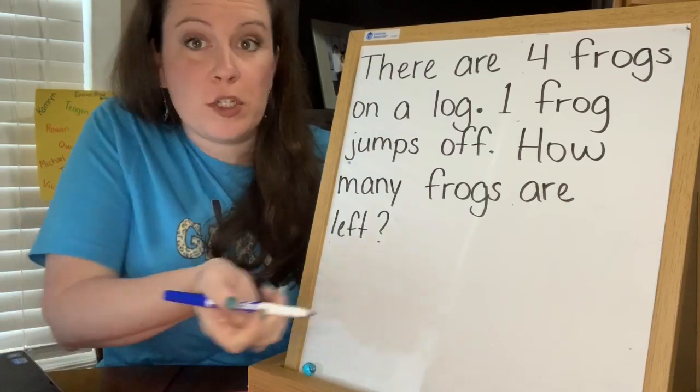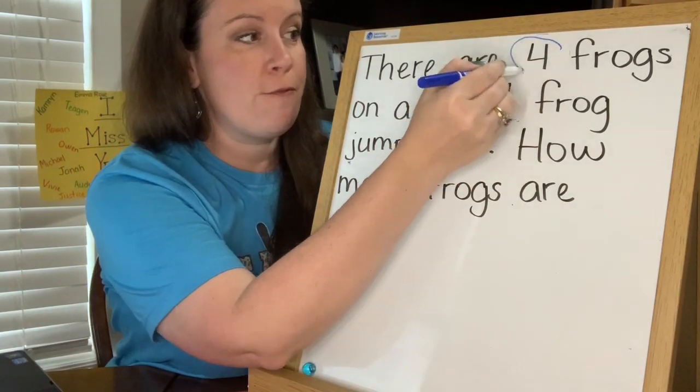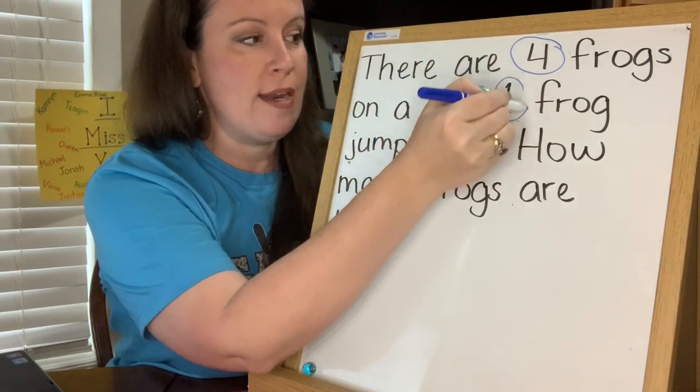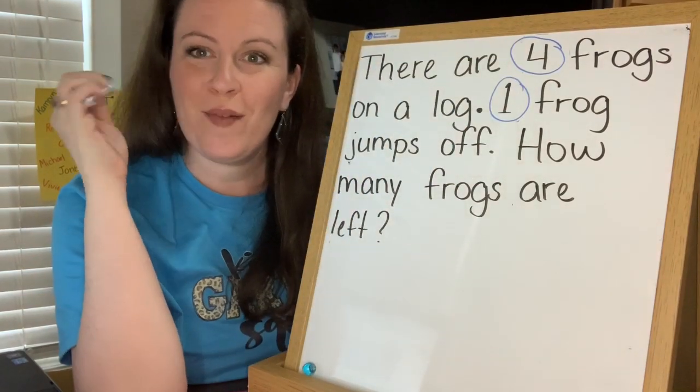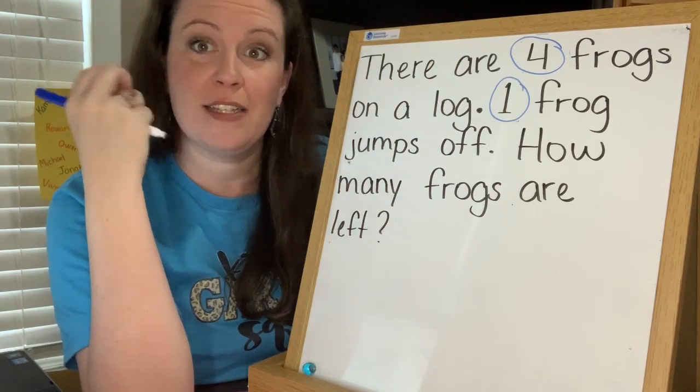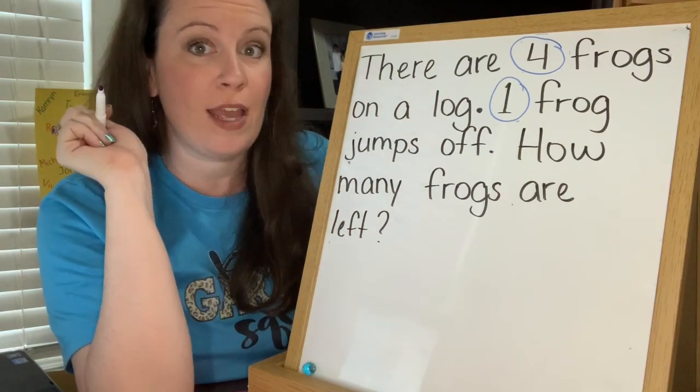Okay, so we know our first step is to circle the numbers. We have 4 and we have 1. Now we're going to reread and see if we can find the words that tell us if we're going to add or subtract. We're going to look for our key words.